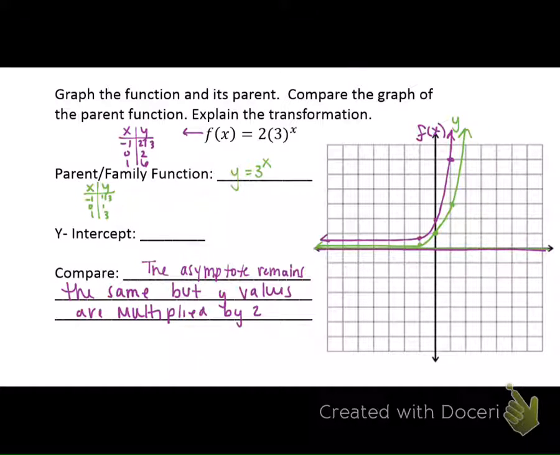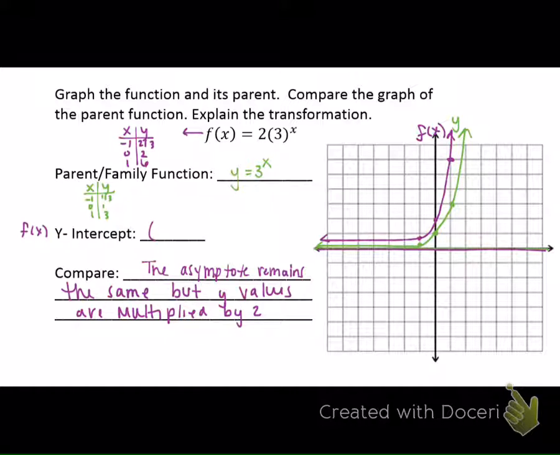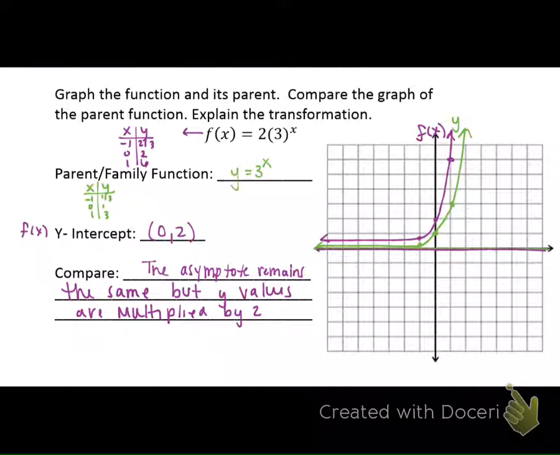What is the y-intercept of the purple one? So this is the y-intercept of f of x. What is the y-intercept of it? Jenny? 0, 2. Very good. Where do you think that number came from, guys? Where did the y-intercept come from? That 2 value in the front. Comes from right there. All right.